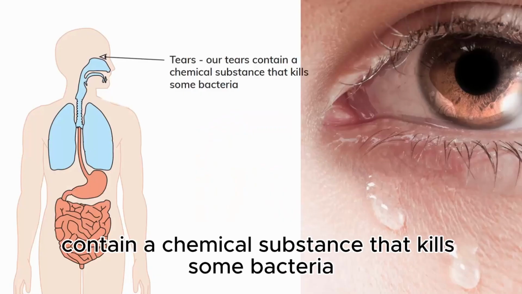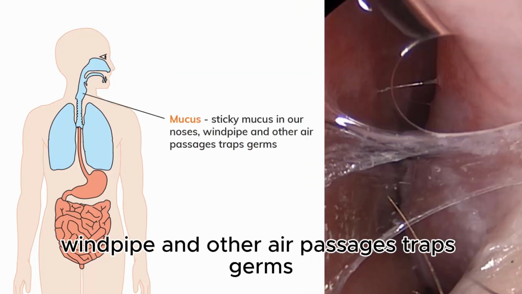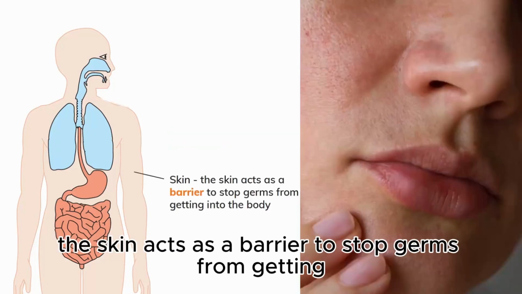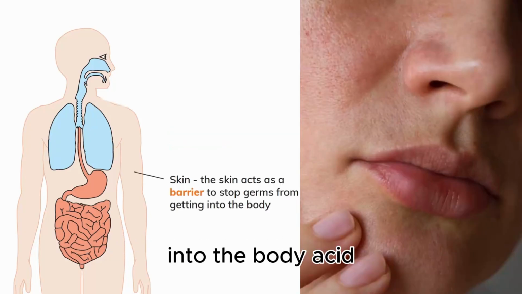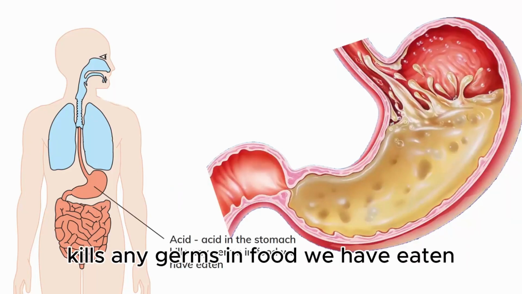Tears. Our tears contain a chemical substance that kills some bacteria. Mucus. Sticky mucus in our noses, windpipe, and other air passages traps germs. Skin. The skin acts as a barrier to stop germs from getting into the body. Acid. Acid in the stomach kills any germs in food we have eaten.